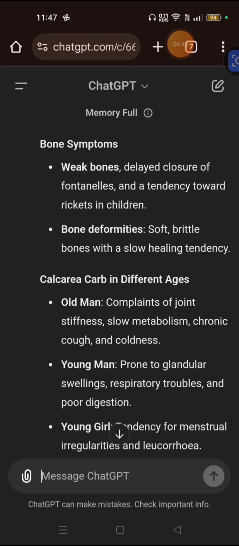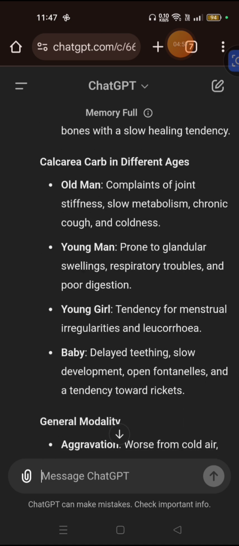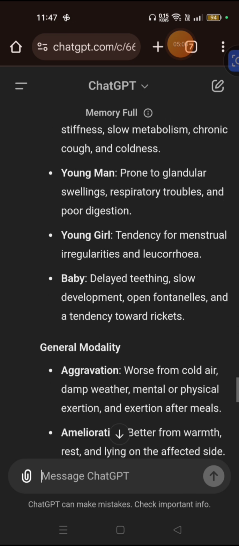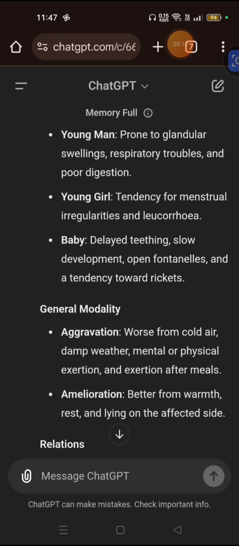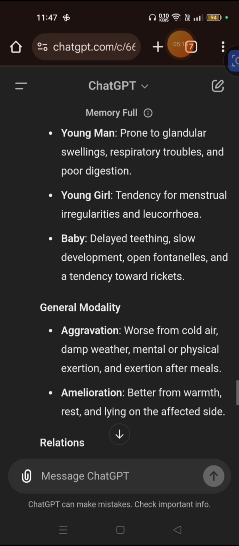Bone symptoms, big head, delayed closure of fontanelles, and tendency toward rickets in children. Bone deformity, soft brittle bones with a slow healing tendency. Calcarea carb at different ages. Old man, complaints of joint stiffness, slow metabolism, chronic rheumatism, and coldness. Young man, prone to glandular swelling, respiratory trouble, and poor digestion. Young girl, tendency to menstrual irregularity and leukorrhea. Baby, delayed teething, slow development, open fontanelles, and tendency to rickets.